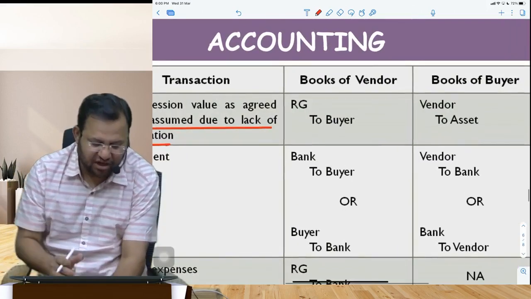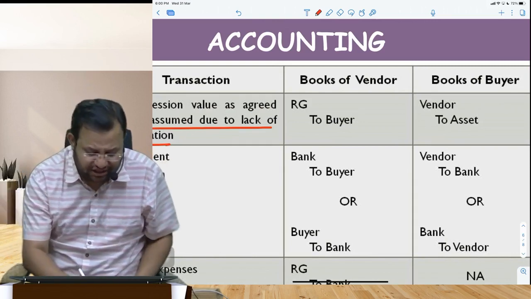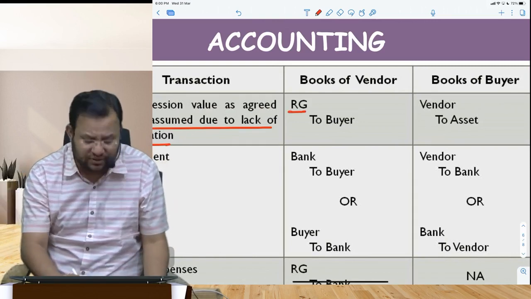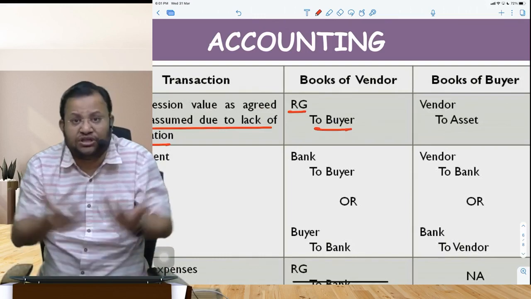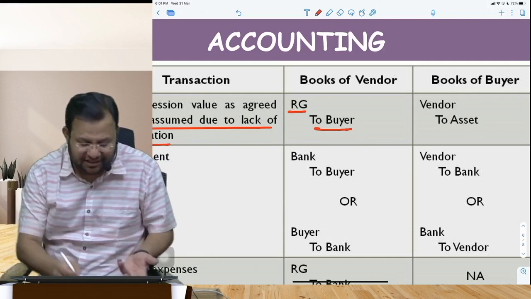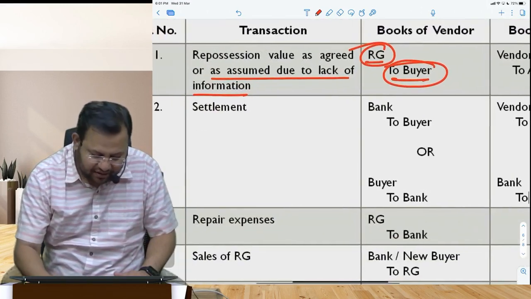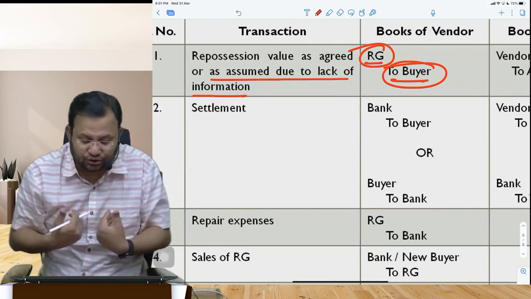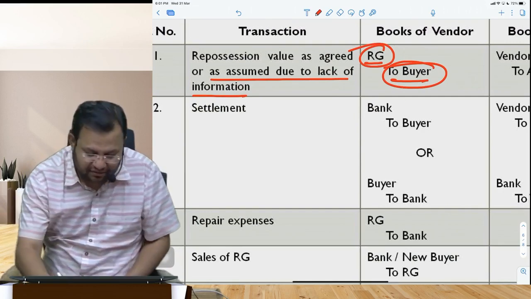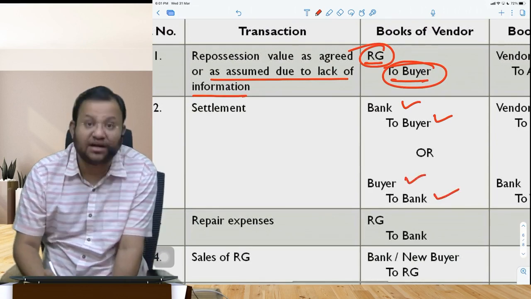So books of vendor. Vendor के लिए क्या है, ये उसने goods वापस खरीद लिए. So repossessed goods account debit to buyer account. It's a purchase of goods. Purchase account debit to vendor account और creditor account. तो purchase के जगह पे मैंने क्या लिखा, goods account debit to buyer account. And then settlement करना है तो पैसा आएगा उसको या पैसा जाएगा, bank account debit to buyer if he receives the money. If he has to pay, buyer account debit to bank account.